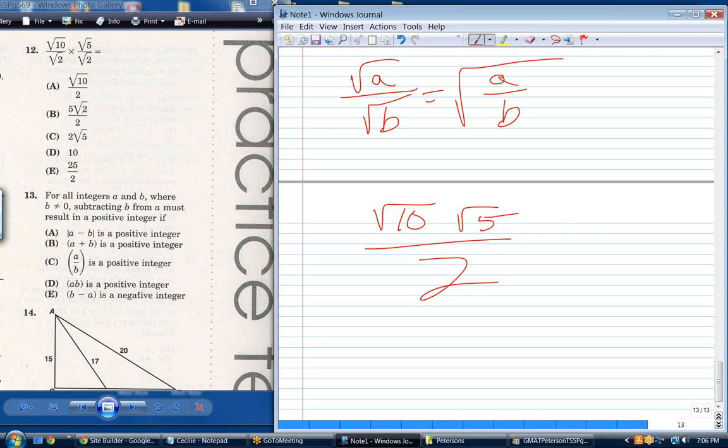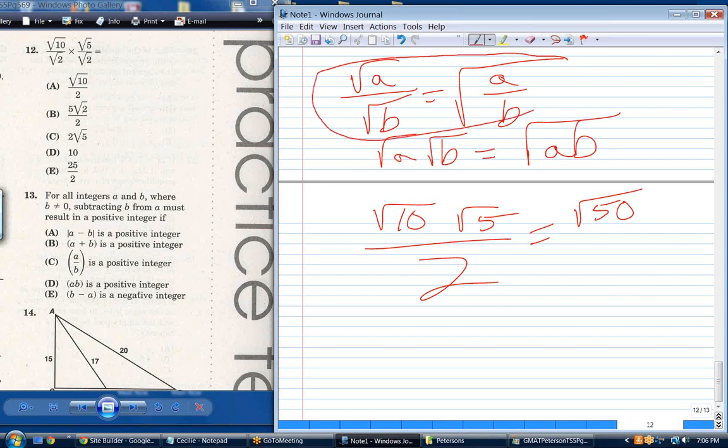Now what's the new numerator? What's square root of 10 times square root of 5 equal? Well, I want to say square root of 50. In other words, this is also true: square root of a times square root of b is equal to the square root of a times b. So both of these are true. You can combine what's inside the radical to make square root of 50 divided by 2. And then square root of 50 is what? How can I simplify that?